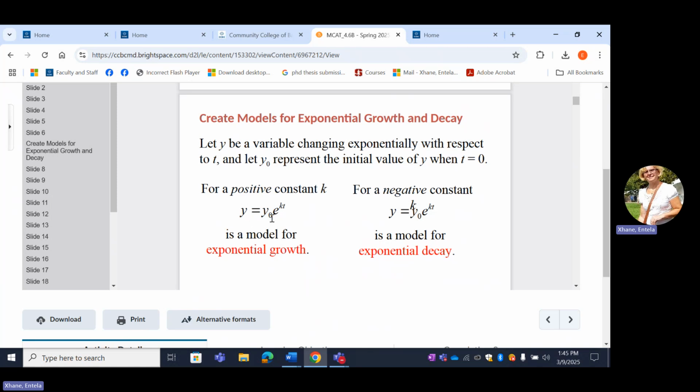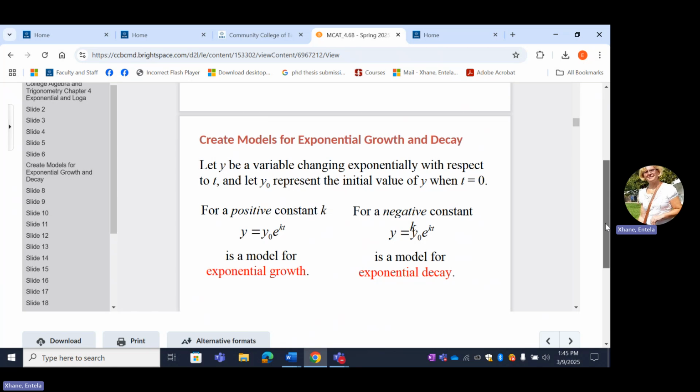So y equals y0 e to the power kt, where k is the constant, or the rate of change. The constant is positive to reflect growth, and negative to reflect decay. That's what this model is all about. In your case, it's a population model, so that's going to be your model. This is your reference to work with the population growth of the two countries.